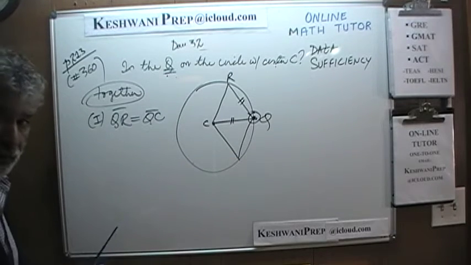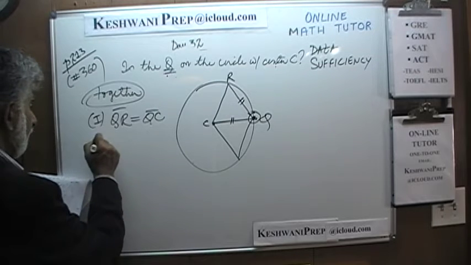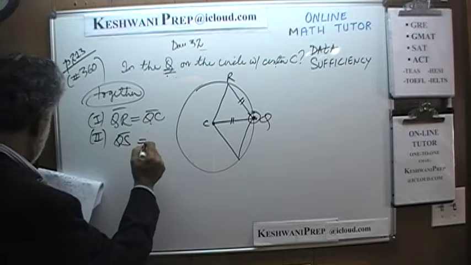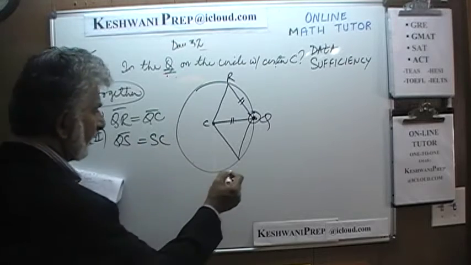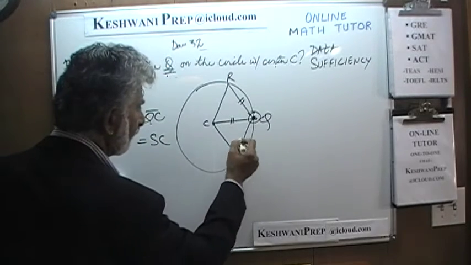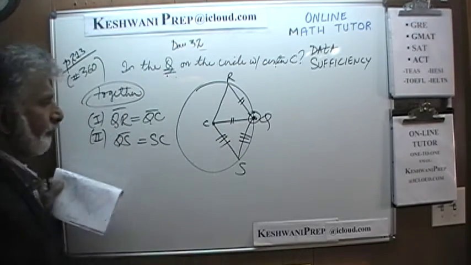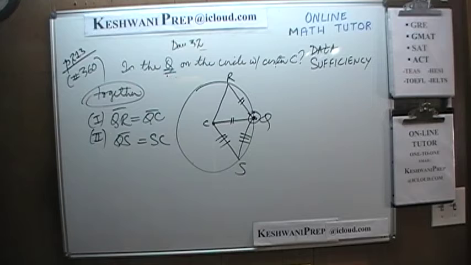We also have to fulfill the second condition, because we are doing them together. The second condition says that Q to S has to equal S to C. Q to S, right here. Let's put three lines. Q to S has to equal Q to C. Again, you see, the point is on the circle.